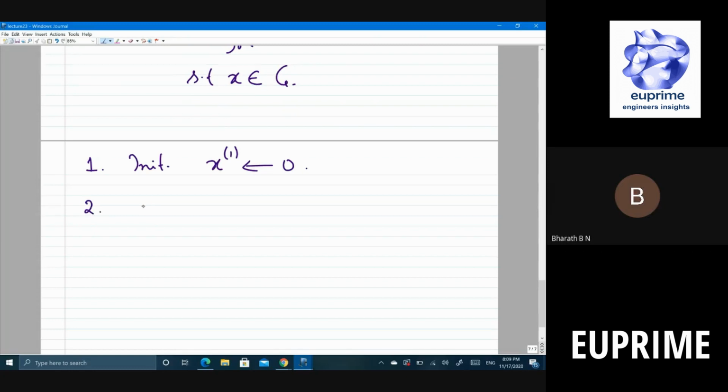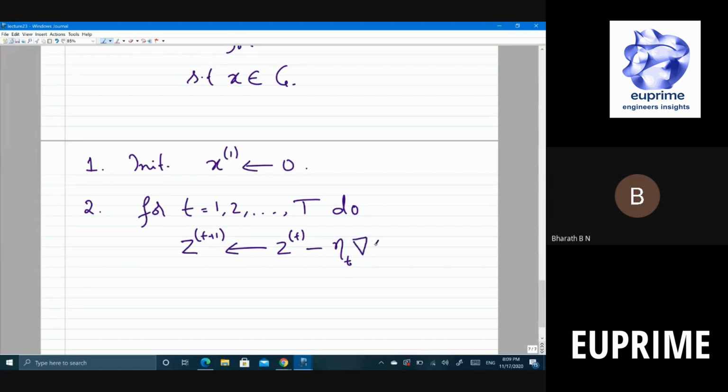Second, for t equal to 1 up to, let's say, I'm going to take totally T steps. For each of the steps, you do the following. What I'll do is, let's say I'll compute x t plus 1, maybe I'll use some other variable, z t plus 1, as x t minus eta t times the gradient at x t. This is gradient descent, nothing fancy. Again, the question is what should be eta t here, right? Is this fine? This is gradient descent.